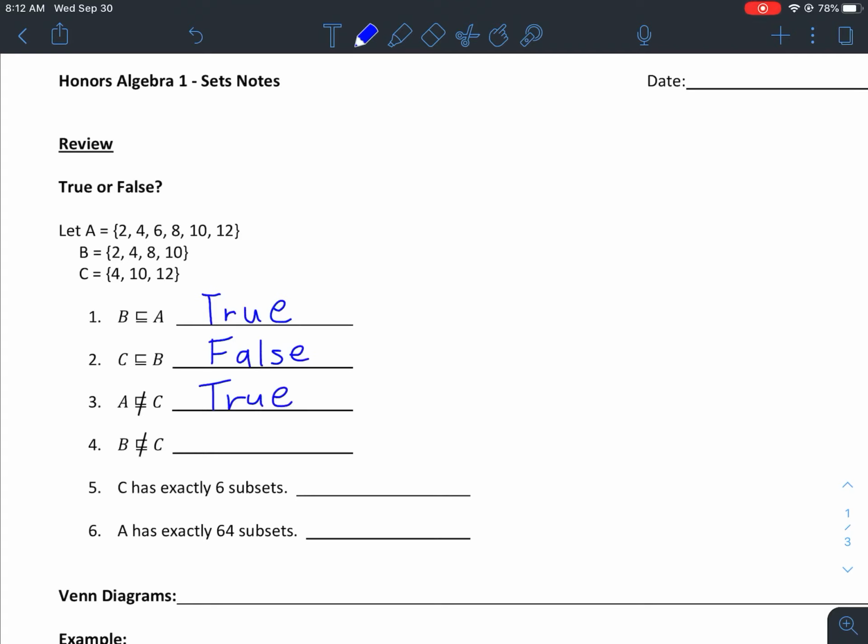And then last one here, B is not a subset of C. So we have 4 elements in B. So there's no way B could be a subset of C because there's only 3 elements in C. So that is also true. It's not a subset.